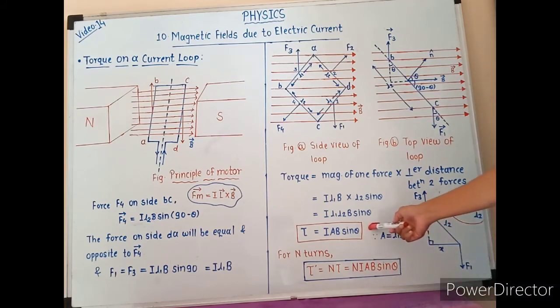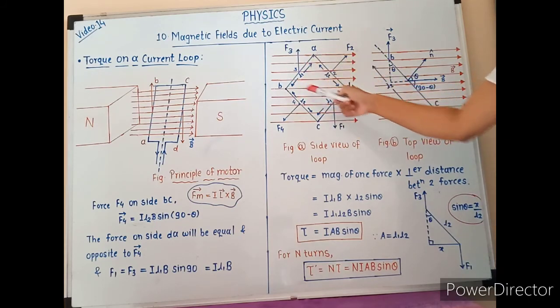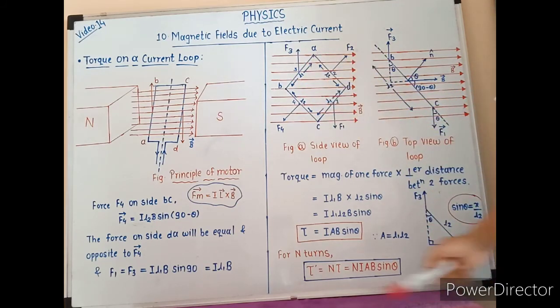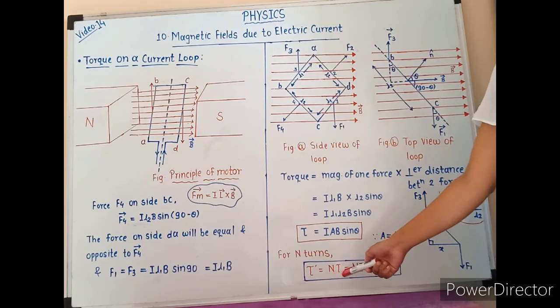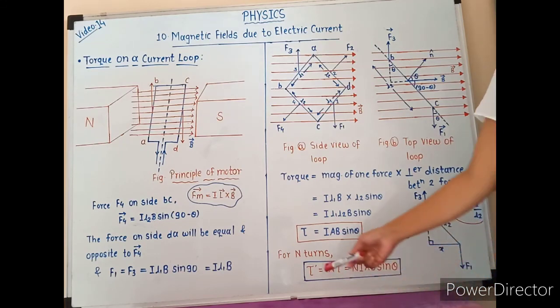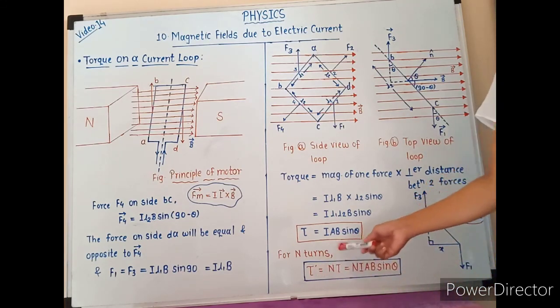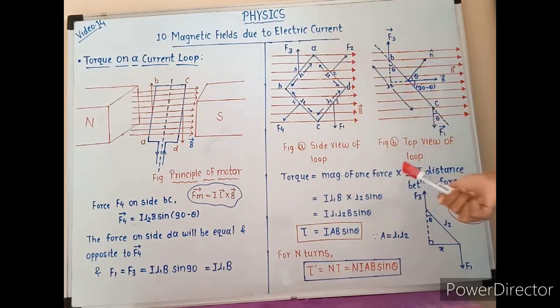But this is the torque for a single turn of the coil. If this current carrying coil is made up of many turns, then for n number of turns, tau dash is equal to n into tau, so n I A B sin theta. Okay. So this is the total torque if this current carrying coil is made up of a number of turns.